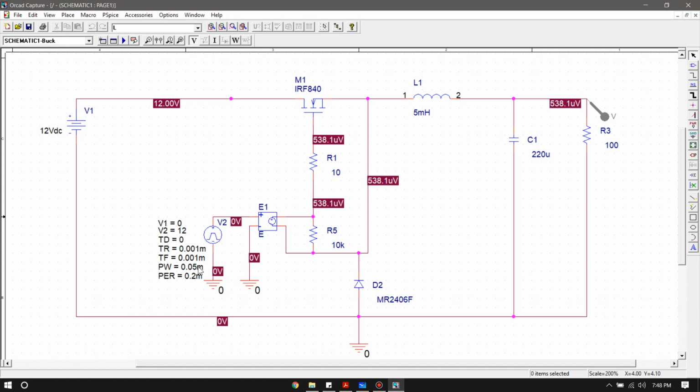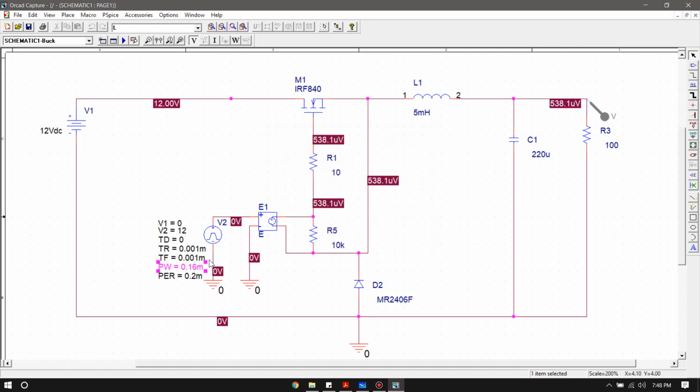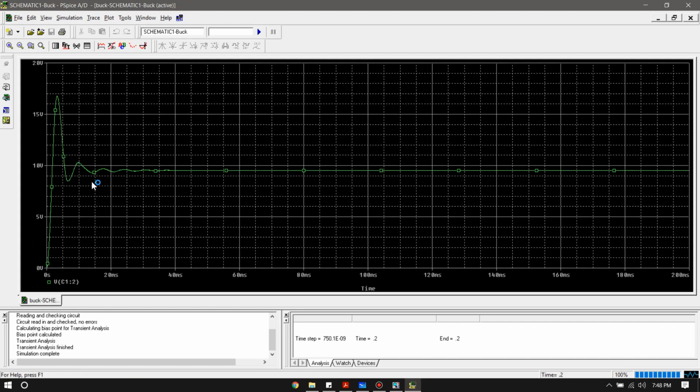And if we increase the duty cycle, so let's say we make it 0.16 milliseconds, which is giving an 80% duty cycle, then we should get a value close to 10 volts, I think. So let's run that. And yeah, I think it's supposed to be exactly 9.6 volts. So we're getting around 9.6 volts. So that's what we are expecting.